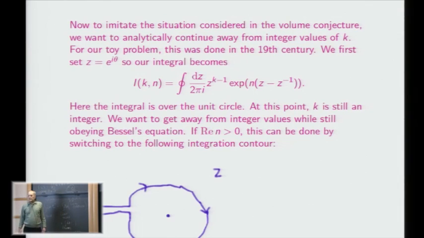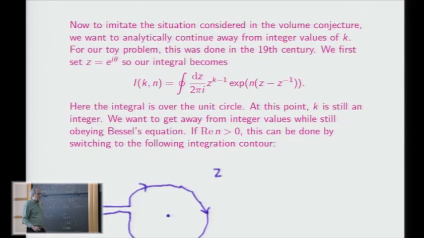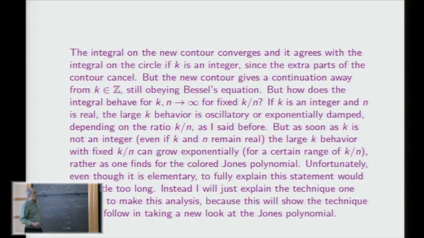If k is an integer, the bits we've added don't cancel each other, so we haven't changed the function. But now, as long as the real part of n is positive, the integral converges, so we've analytically continued in k. The integral on the new contour converges, and it agrees with the integral on the circle if k is an integer. But when we try to prove Bessel's equation, we have to integrate by parts. But assuming the real part of n was positive, we don't have any trouble, because the integral vanishes very fast down here. So we get a continuation away from integer k, still obeying Bessel's equation.